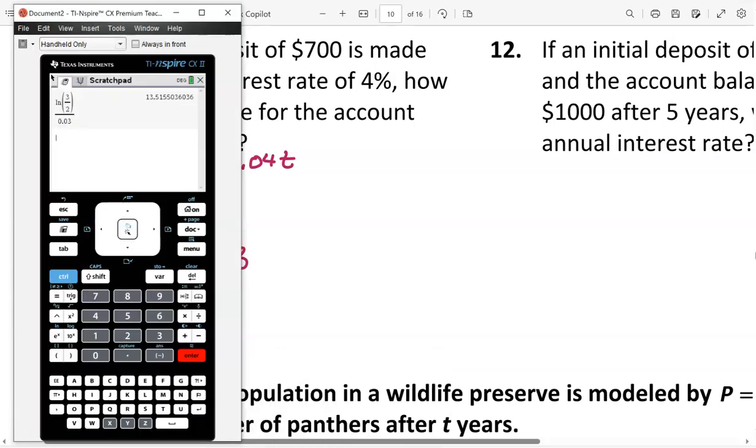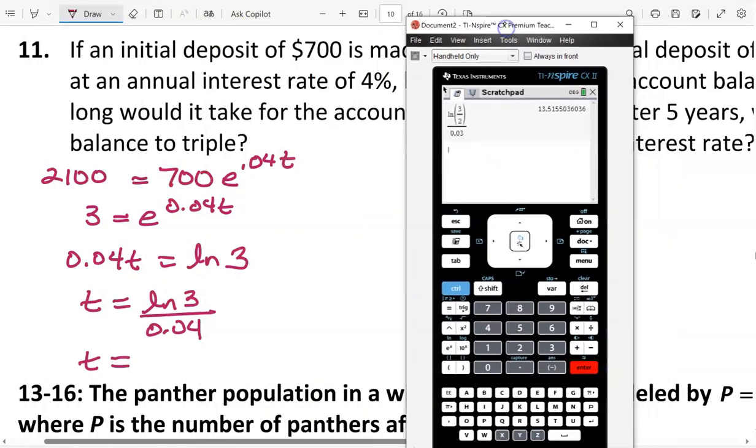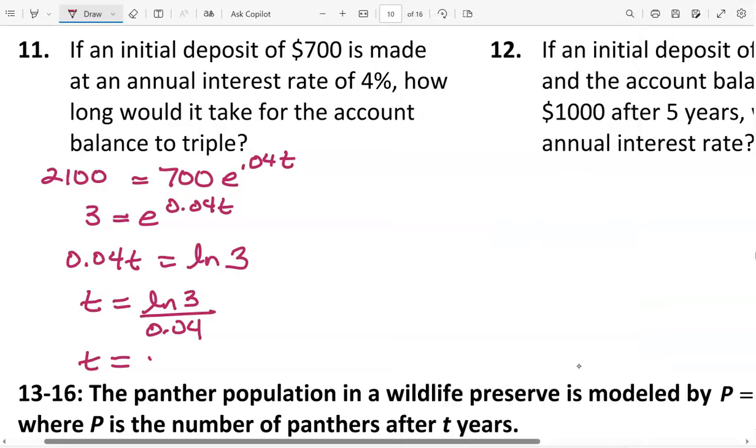And let's grab our calculator and compute that value. So control divide for a fraction, and the natural log of 3 divided by 0.04 gives us a value of 27.465.